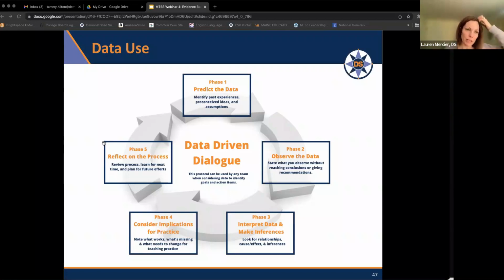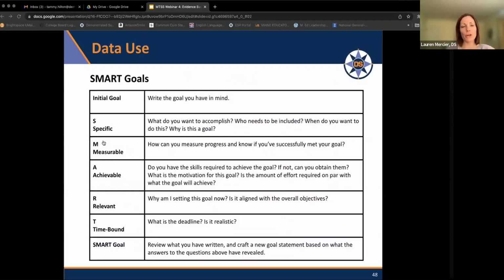I won't spend too much time here. This is SMART goals. We have talked about this before, but once you've reviewed your data and you understand its implications for student learning and for your practice, you can begin to create SMART goals for your next steps. Okay. So, crafting a SMART goal is designed to help you identify if what you want to achieve is really realistic and if the timeline is realistic as well.